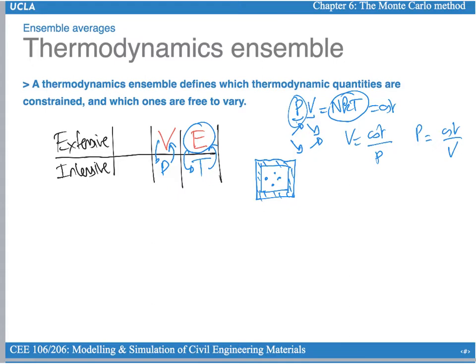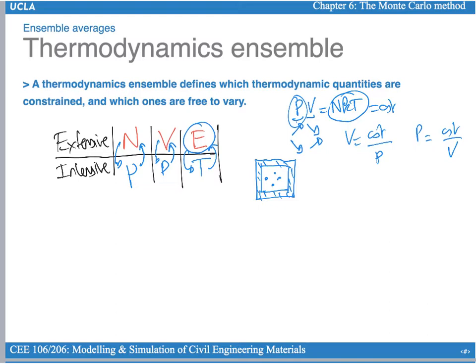And the last thing is that the number of atoms is the last extensive property that we haven't talked about. The corresponding intensive property is the chemical potential. And again, if you fix the number of atoms, you cannot fix the chemical potential. The number of atoms will dictate the value of the chemical potential. On the other hand, if you fix the chemical potential, then the number of atoms can vary and will be dictated by the chemical potential that you are imposing. But you cannot fix the number of atoms and the chemical potential at the same time.